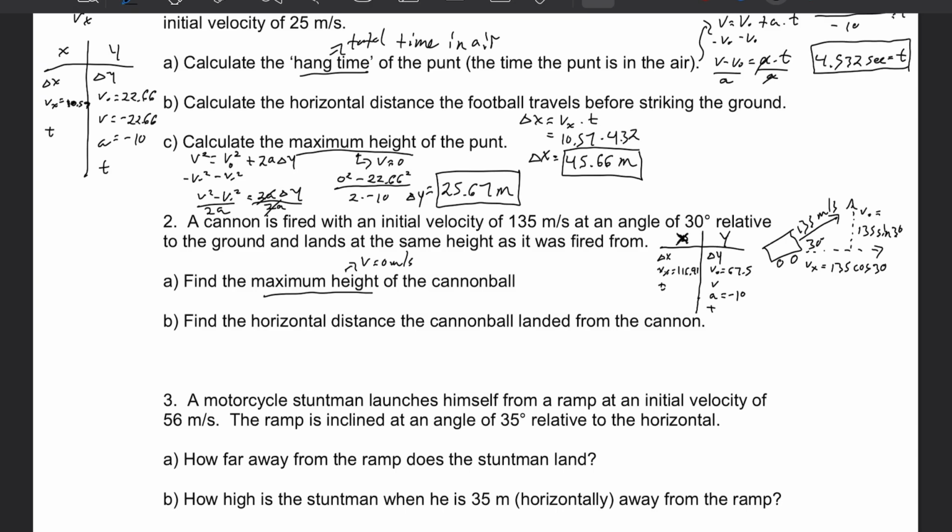This lends us to the same equation we were using before. V squared is equal to V naught squared plus 2a delta y. We've already rearranged it once, where V squared minus V naught squared over 2a is delta y. That rearrangement was done in number 1, letter C.